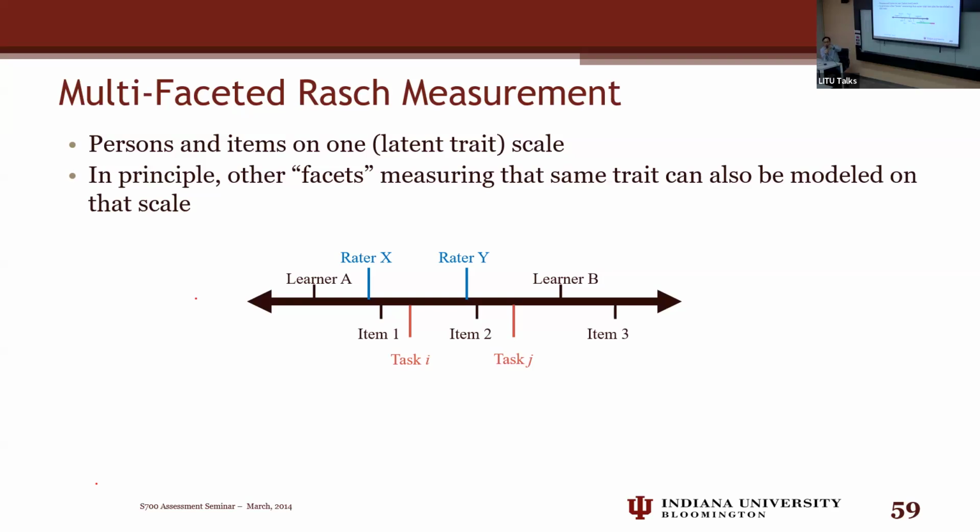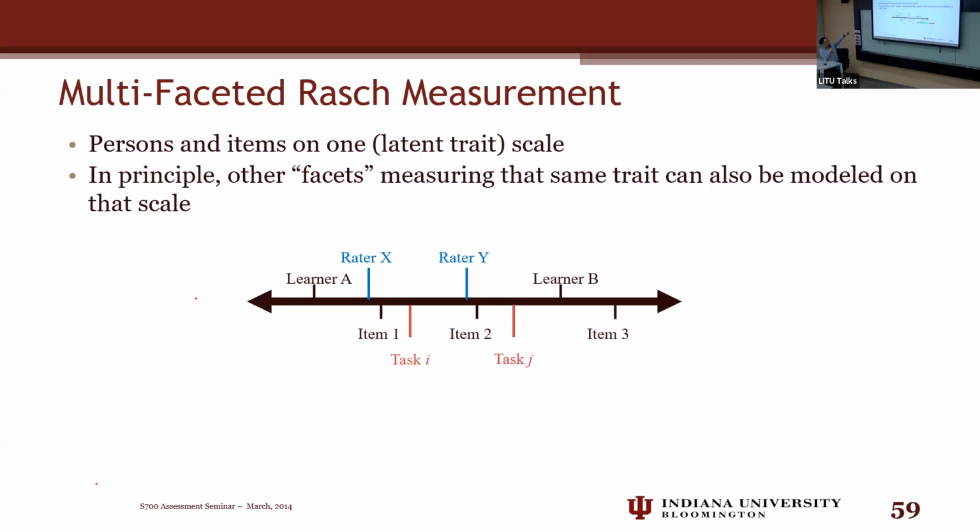Its average is 0, and the higher the value, the higher the learner ability, the more difficult the item, and the more severe the rater. A negative value indicates lower language ability, an easier test item, or a more lenient rater. So what Rasch can do is put all these different facets on the same logit scale. We can compare learners' ability levels, rater severity, item difficulty, and task difficulty using one scale. That's the beauty of the Rasch scale.